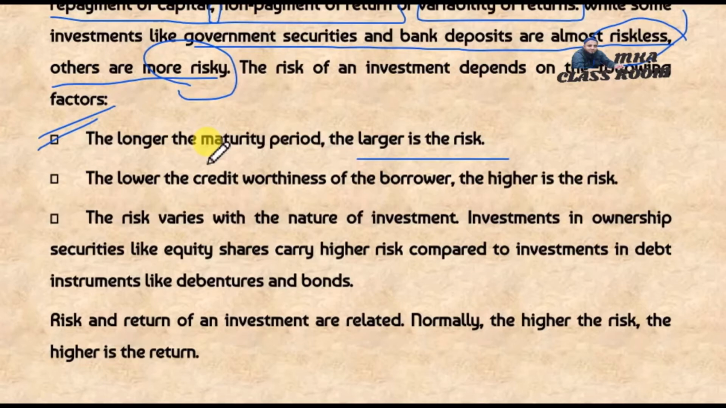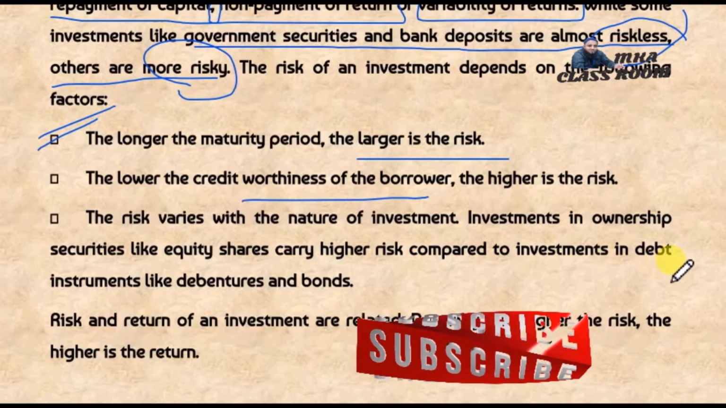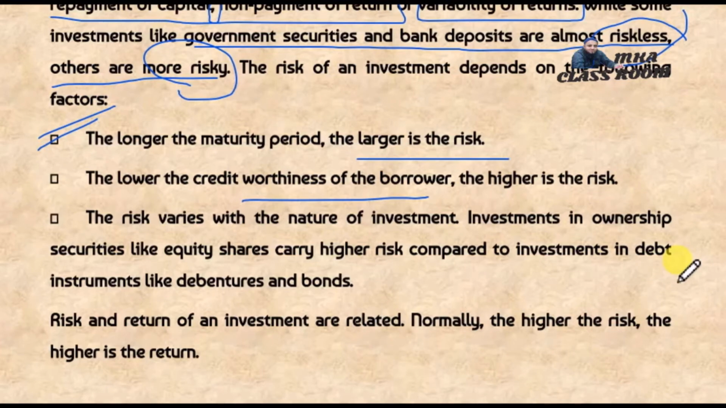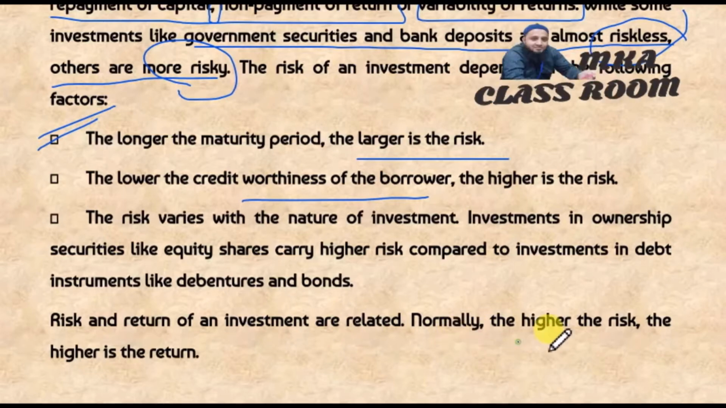Lower the creditworthiness of the borrower, higher is the risk. If the borrower has lower creditworthiness, it is treated as higher risk. Risk varies with the form of investment. In ownership securities like equity shares carry higher risks compared to investment in debt instruments like debentures and bonds. Risk and return of an investment are related. Normally, the higher the risk, the higher the return.